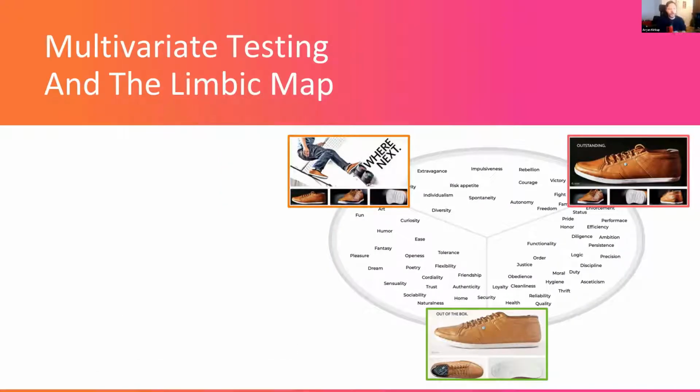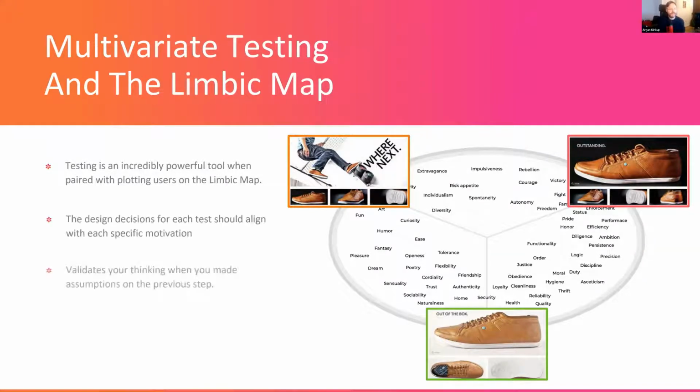So what should you do if you're not sure that you've accurately defined your users' motivations? Or what if you've identified several different locations on the Limbic Map, similarly to Patagonia? This is where you should A/B test or even perform multivariate testing to try your theories. Testing is an incredibly powerful tool when paired with plotting users on the Limbic Map, and the decisions you're making for each test are based on different areas of motivation. So the design decisions for each test should align with each specific motivator.